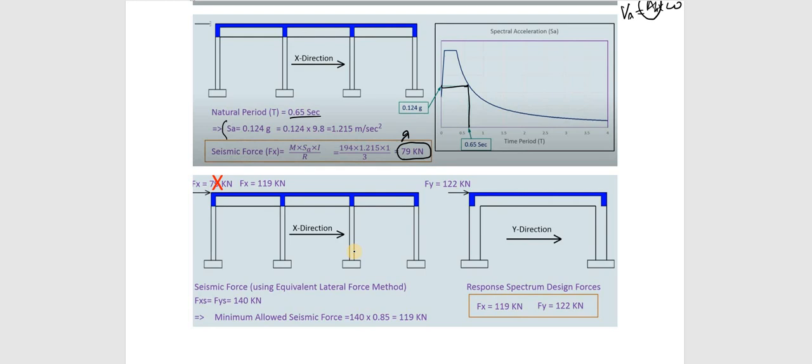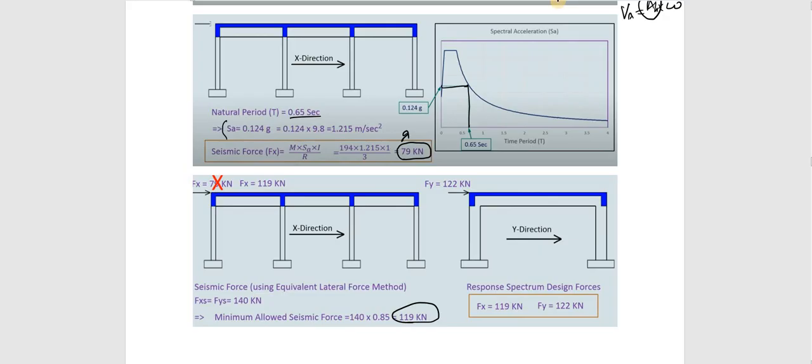Now in the y direction, similarly, I will be getting some force. In the y direction I am getting a force of 119 kilonewton. So in the x direction I am getting 79 and in the y direction 119. Here is one thing you need to keep in mind.